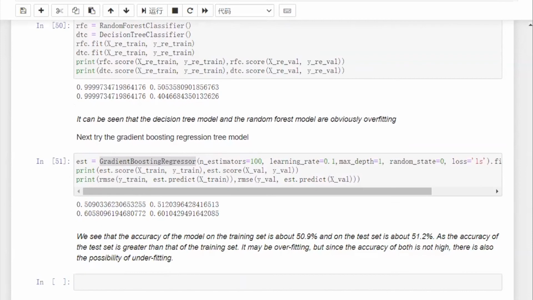Finally, we tried to use the gradient boosting regression, and then we got the best one among all the models we got above. That's all, thank you.